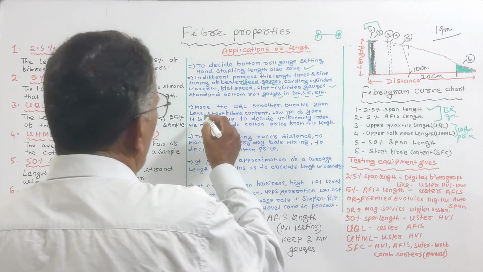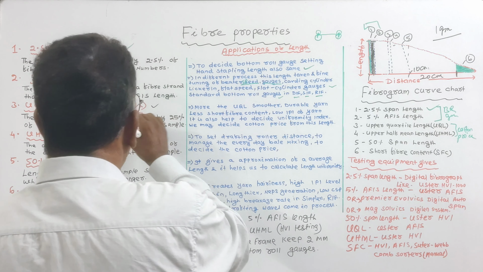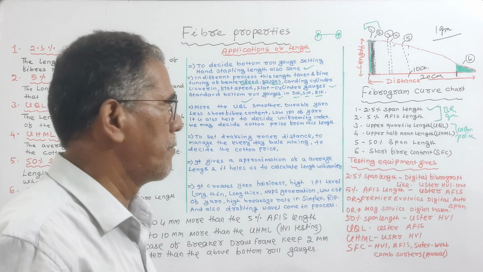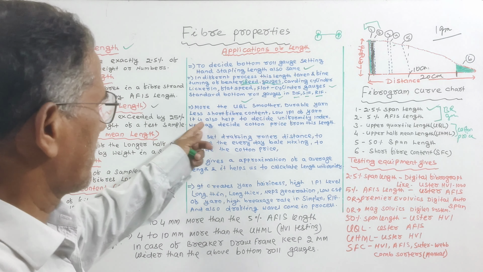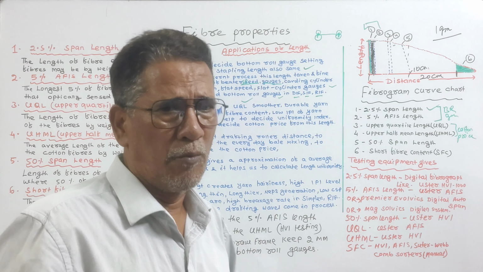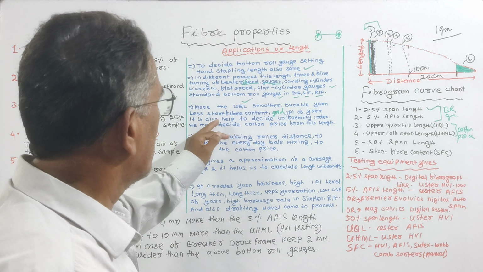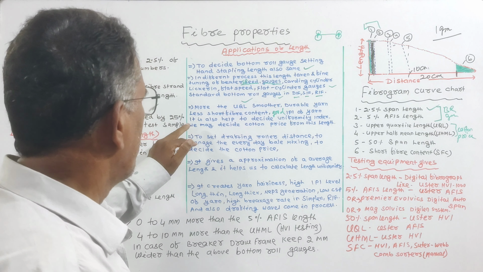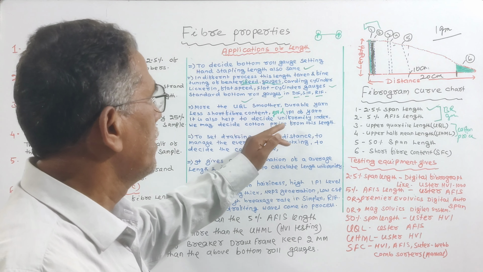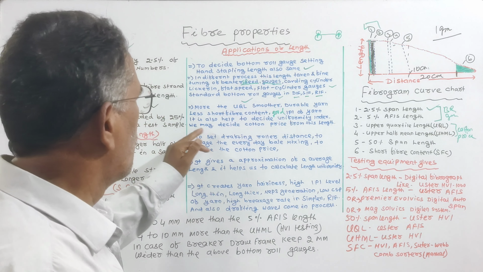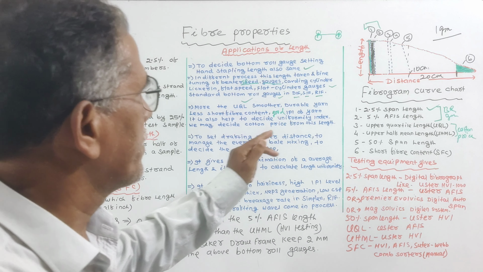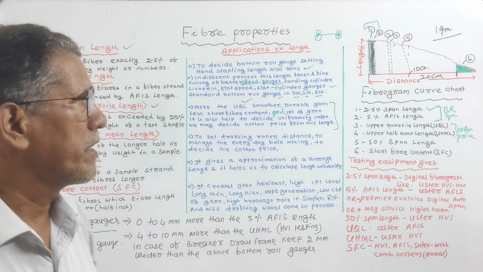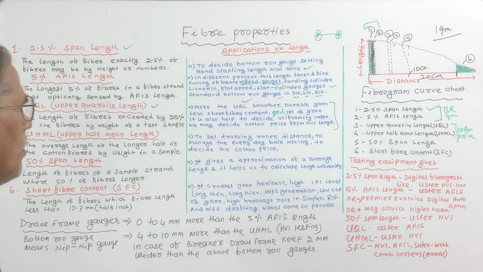You see, more UCL, upper quartile length, means smoother and more durable fiber, yarn with less short fiber content. UCL more means less short fiber content and good IPI of yarn. It also helps to decide the uniformity index. We may decide the cotton price from this length. This UCL length will help us to decide the cotton price also.